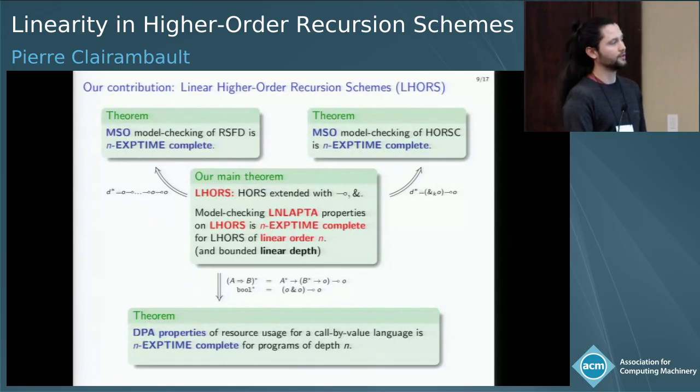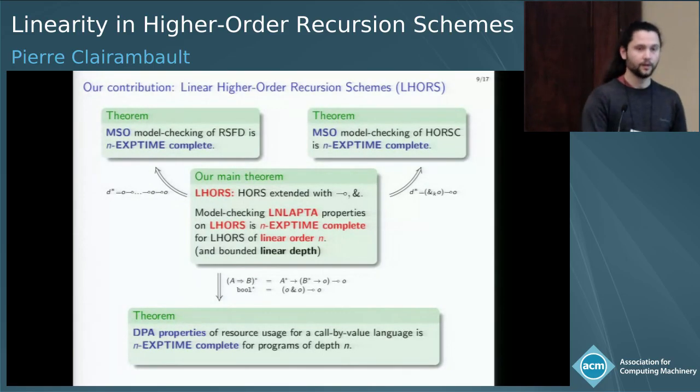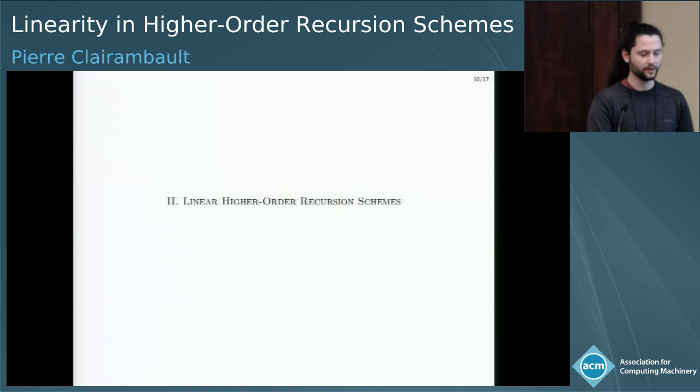Also we look for call by value not just at reachability, but a resource usage problem for which you look at properties expressed by deterministic parity automata. So that's the end of the first part of the talk. Now I will try to present a few of the tools and methods we use to prove that.